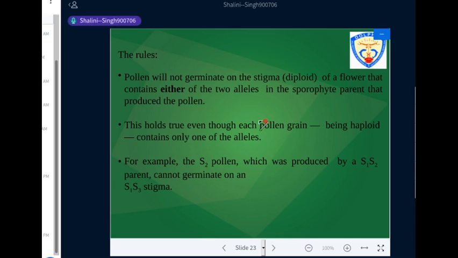The rule in sporophytic self-incompatibility: pollen will not germinate on the stigma of a flower that contains either of the two alleles which are present in the sporophyte parent that produced the pollen. Like S1, S2 is the pollen parent and S1, S3 is the female parent. So no pollen grain will germinate, neither S1 nor S2. This holds true even though each pollen grain, being haploid, contains only one of the alleles. For example, the S2 pollen produced by an S1, S2 parent cannot germinate on an S1, S3 stigma.